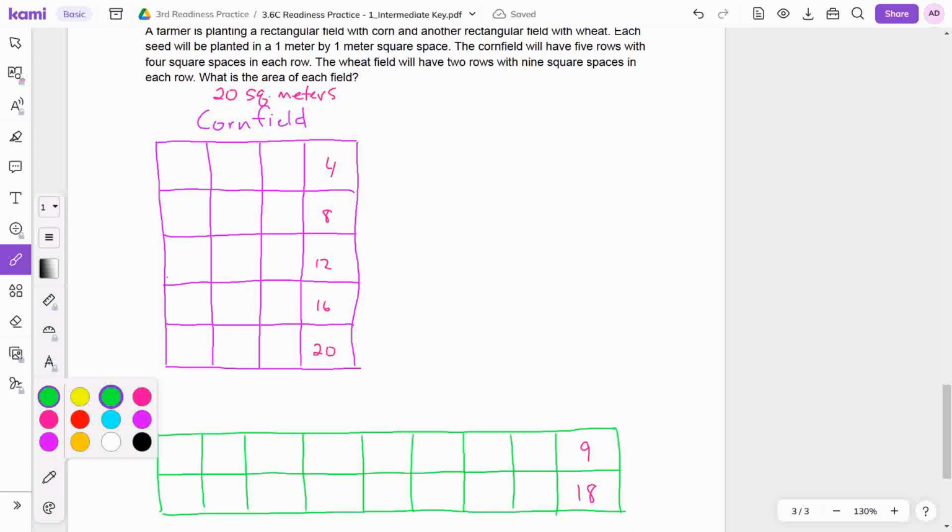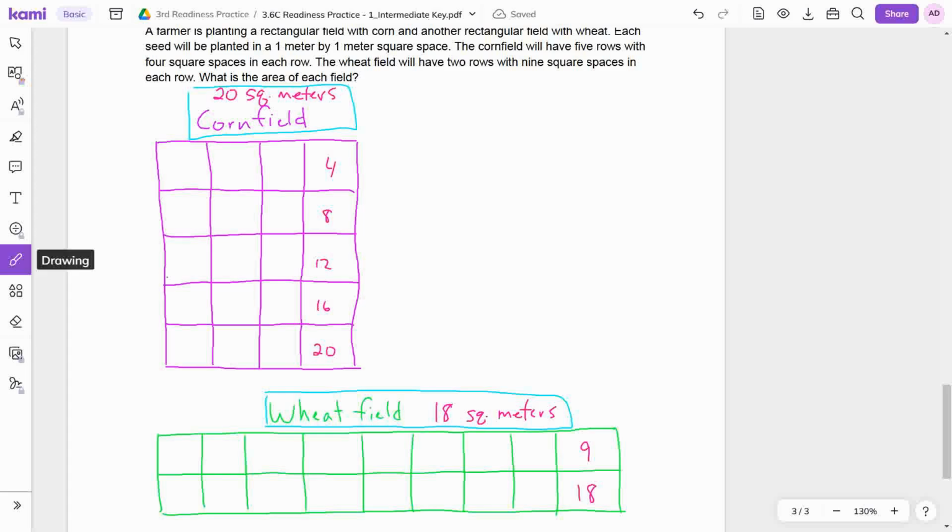In my wheat field, it's going to have 18 square meters. So we can put that there, 18 square meters. So that's the question. What is the area of each field? Well, I've got 20 square meters in my cornfield, and I've got 18 square meters in my wheat field.